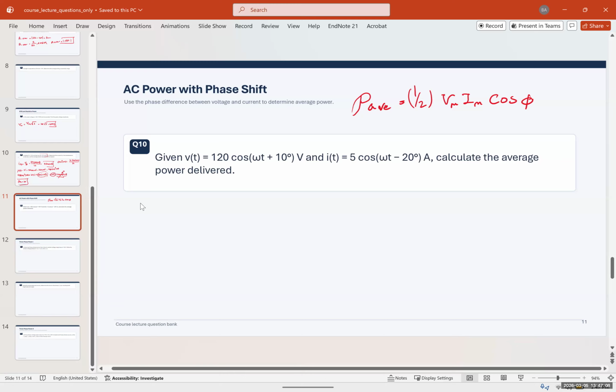In the previous one, both of them were same phase, so V and I were synchronized, I could say. Oh, by the way, just for the reminder, phi is theta V minus theta I. Don't confuse that. Theta V minus theta I.